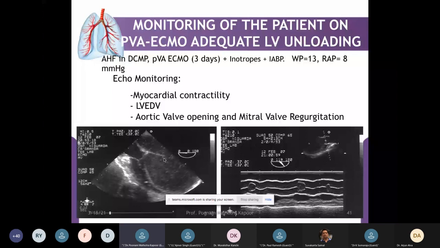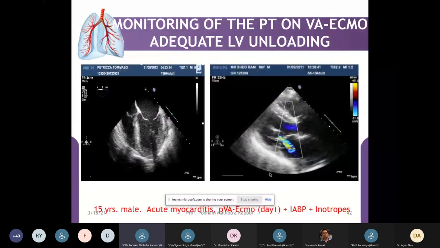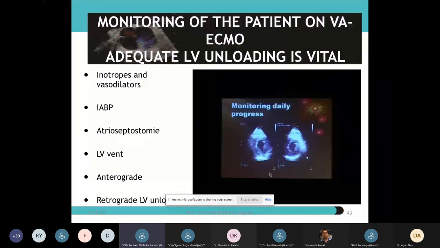It can be very nicely seen as you see it here in an M-mode echo. So opening of the aortic valve is very, very important. And if it is opening well on a transgastric, deep transgastric view or on a mid-esophageal long axis view, you're very satisfied that my patient's doing well.